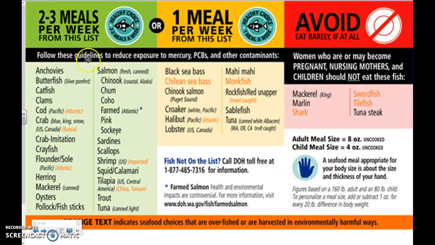Now it says follow these guidelines to reduce exposure to mercury, PCBs, and other contaminants. In other words, these are those toxins that can get stuck in the fat of a fish and we end up eating them. Okay, so these guys, it's okay. They're going to have some, there's no way to get away from it. There may be some mercury in there, okay, with some other ones. But these guys down here, they're going to have a lot more mercury in them per pound than these other fish. Okay, so that's something we want to keep in mind.